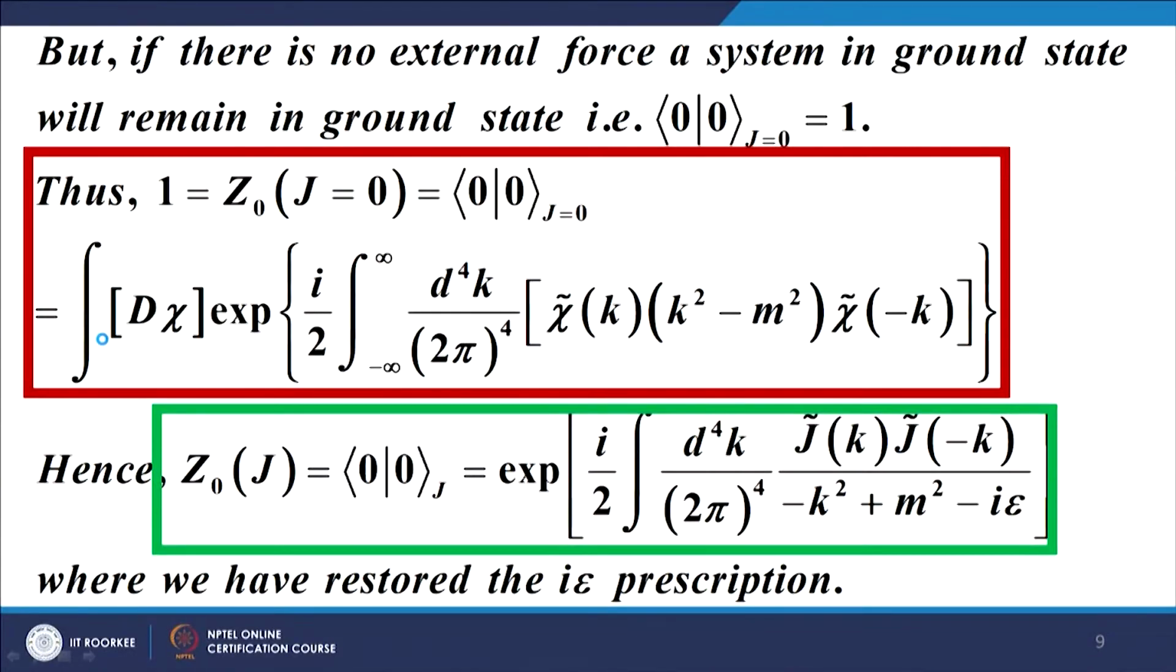Therefore, whatever be the value of j, the path integral must return a value of 1, and that is what we make use of. Therefore, we get the expression for the generating functional as the expression in the green box, with the path integral returning a value of 1 for all values of j.